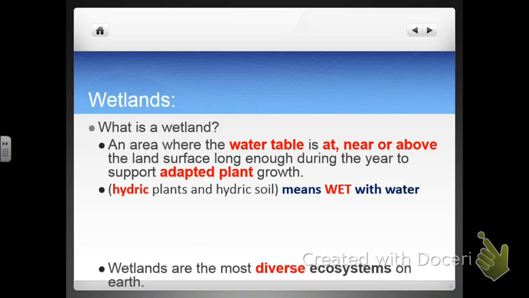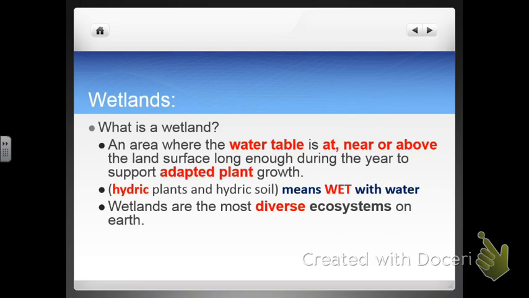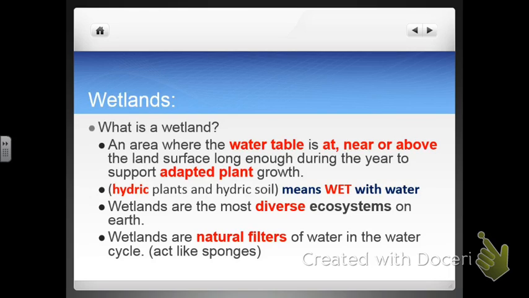They also are great natural filters. Because hydric soil is so nutrient rich, they're some of the most diverse ecosystems on the earth. They have the greatest variety of plant life, and then they have the greatest variety of animal life and other organisms that live there because of so much plant life. So the food chain is very diverse there. They are our natural filters as they're part of the water cycle in the sense that they help clean water. They act like sponges and trap things that do not belong in the water.